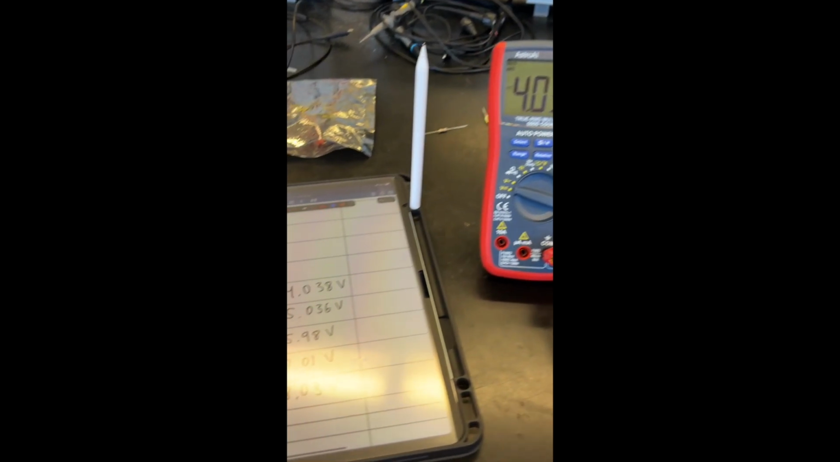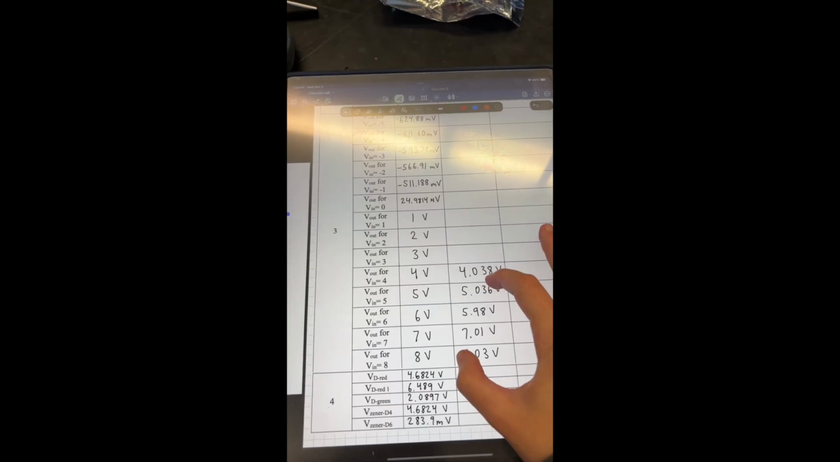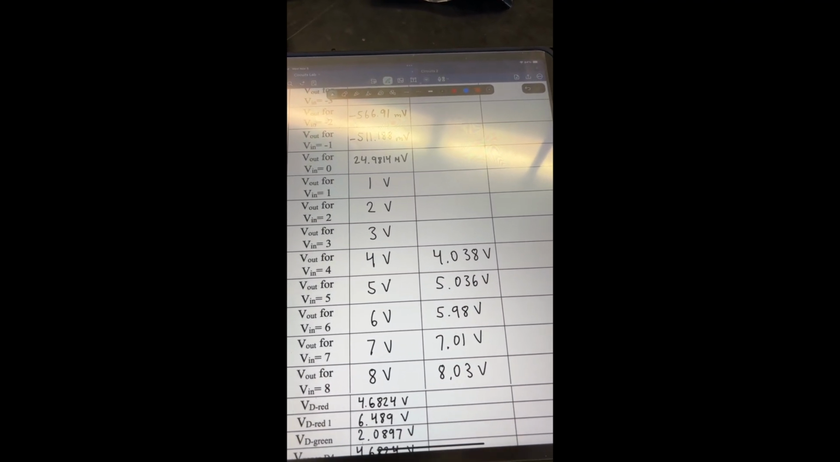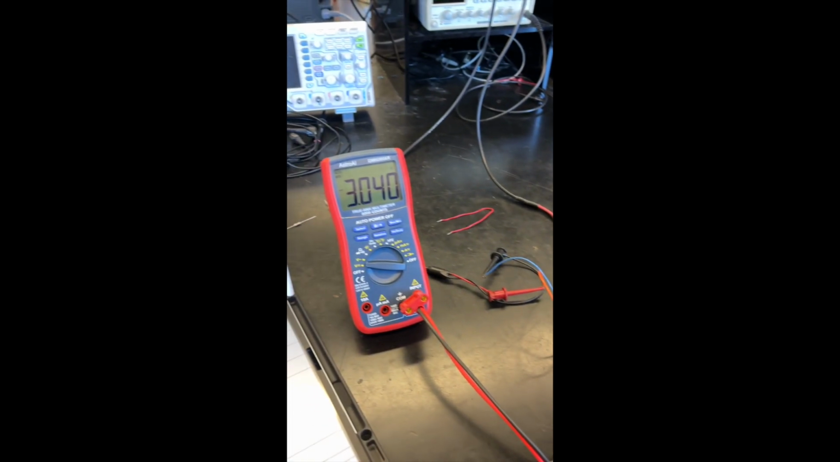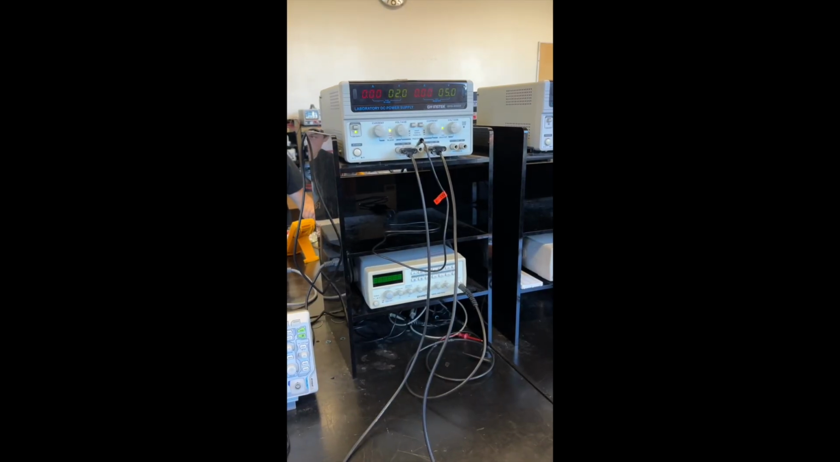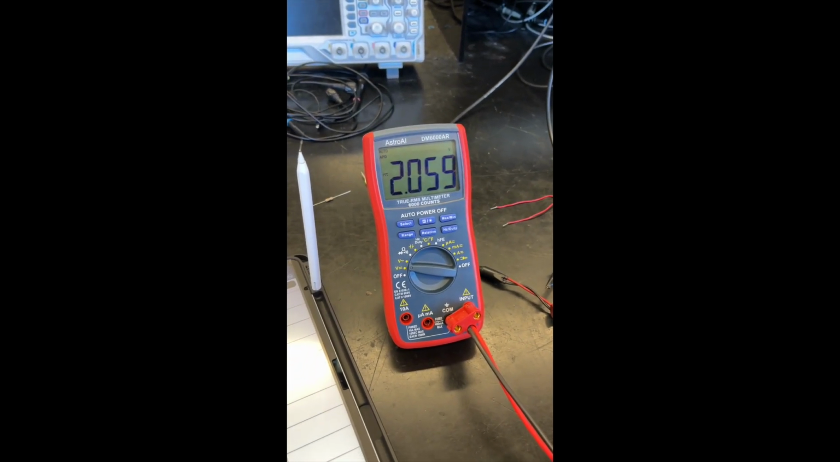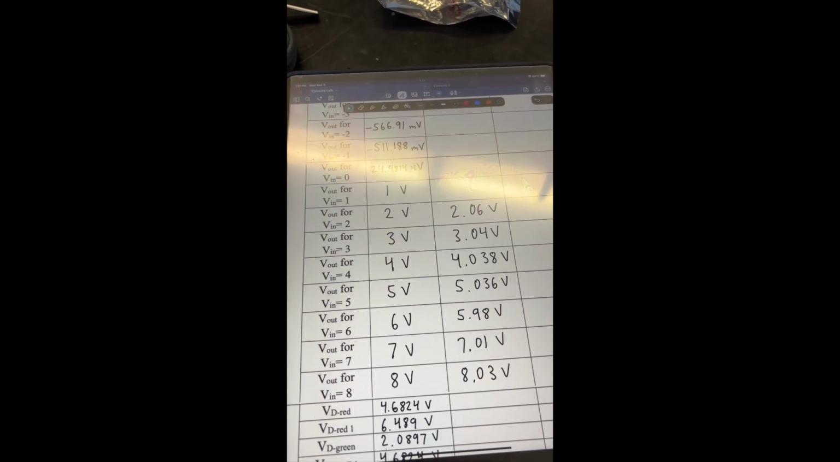4.038 volts. And I've been saying that I calculated these, but these are just simulated values. So my simulated value is 4 volts. For a 3 volt Vin to my circuit, I'm getting a Vout of 3.04 volts, and my simulated value is 3 volts. When my Vin is 2 volts to my circuit, I'm measuring a Vout of 2.059 volts, and I simulated it to be 2 volts.